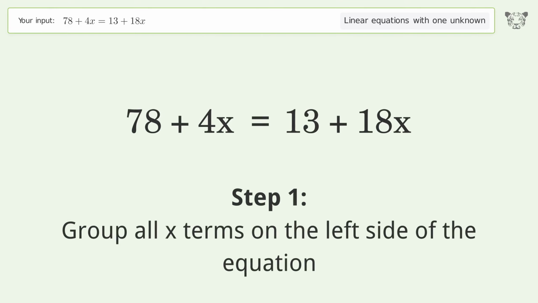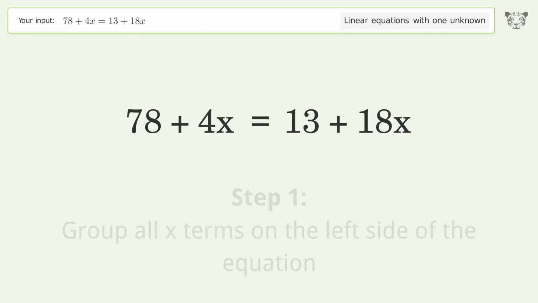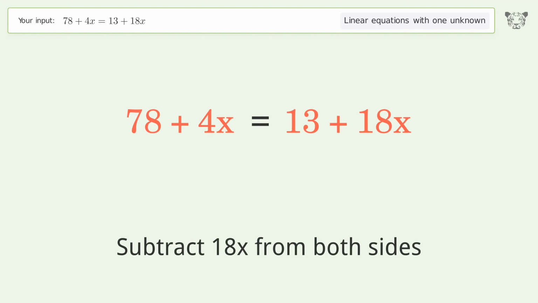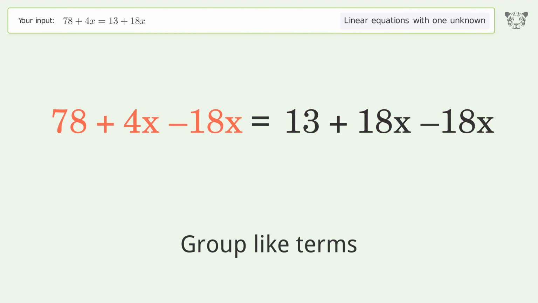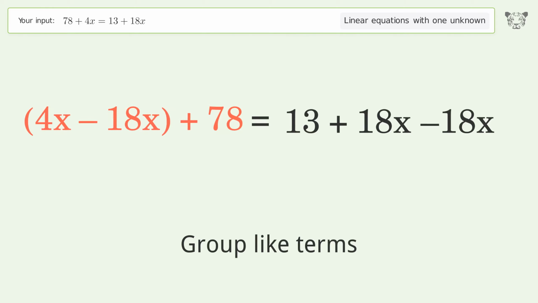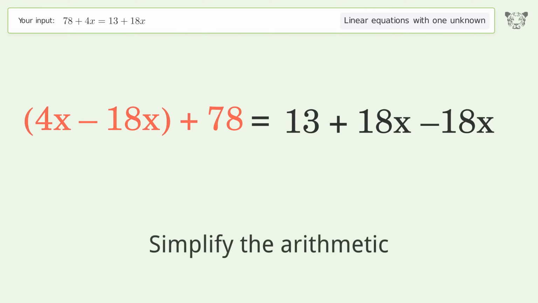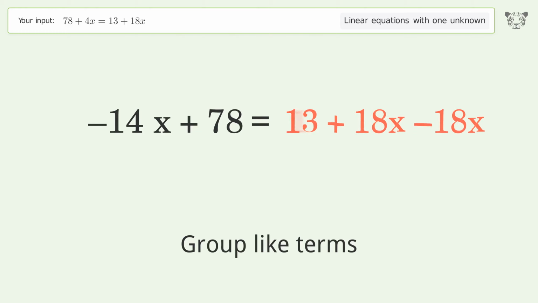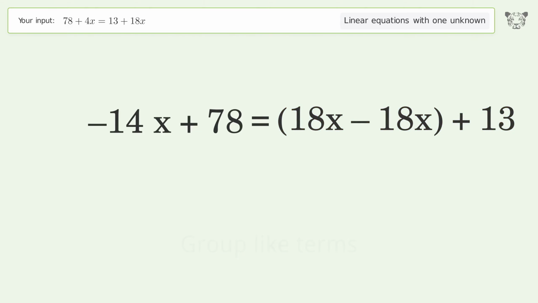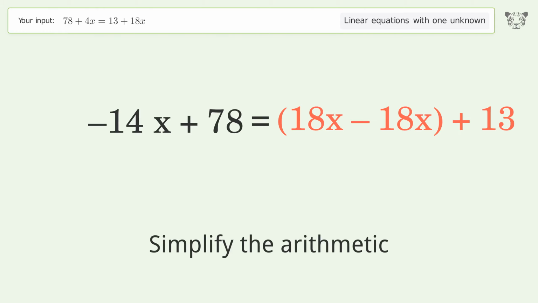Group all x terms on the left side of the equation. Subtract 18x from both sides. Group like terms. Simplify the arithmetic. Group like terms. Simplify the arithmetic.